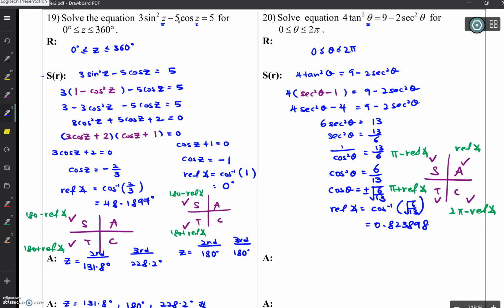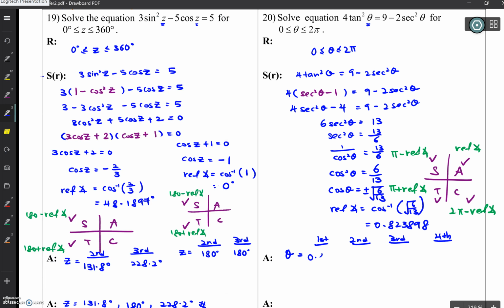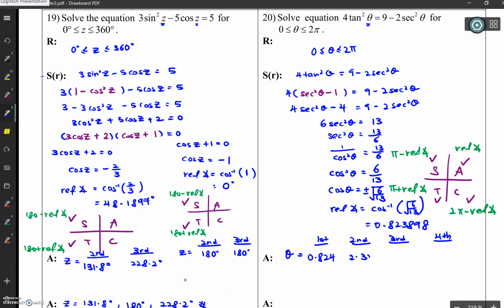So for my answer, finally, this is theta, right? And it exists in the first, second, third, and fourth quadrant. Since there's no manipulation after theta, I'll just get the answer for theta. I can leave my answer in 3SF. So the first one will be 0.824. My next answer, I'll take pi minus recall memory. So I'll get 2.32.